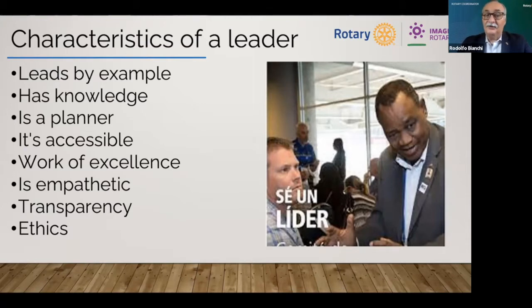A leader has to have transparency. Everything he does, not only in the club but outside the club, he's doing things well. He's doing things the way they had to be done. And of course, ethics, that goes with our Four-Way Test. You have to be ethical in all your activities in or outside the club.